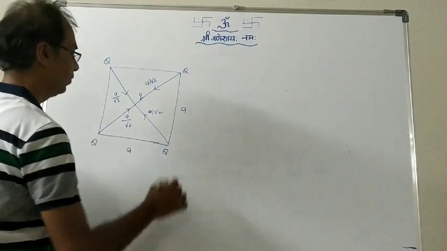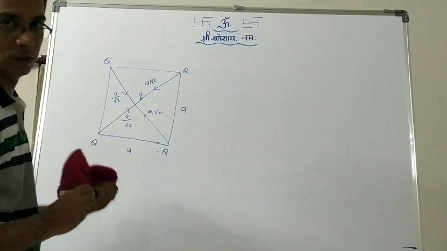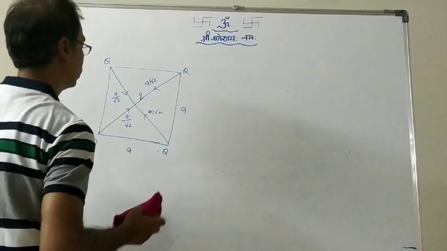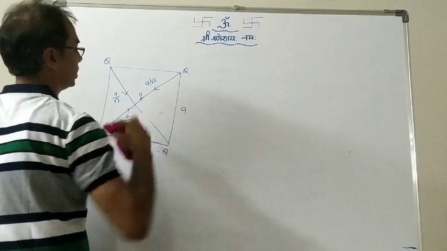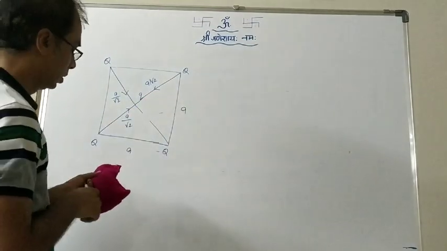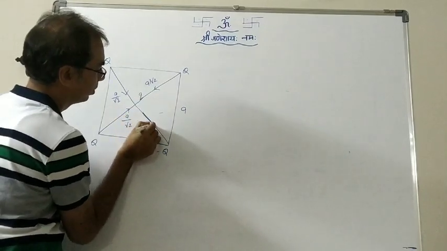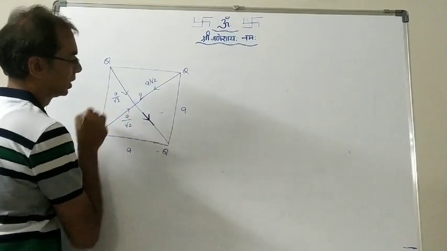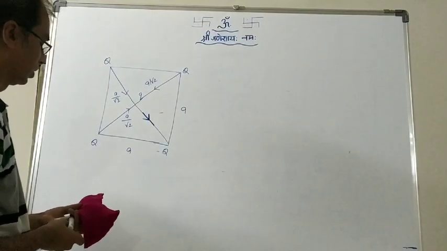But if I am going to do this as negative, then what is the net force on this? Now that we have to find. What change will be there? The change will be this. The force between this Q and this minus Q will become attraction force now. It will be acting like this. This will be the force of attraction.